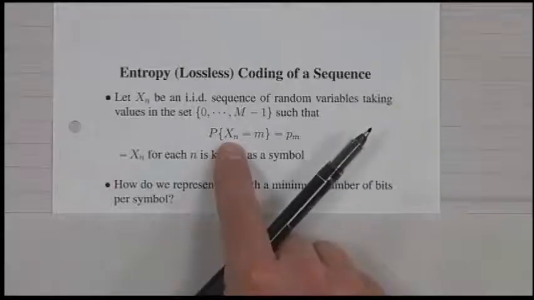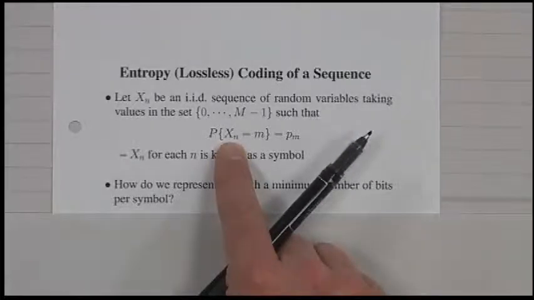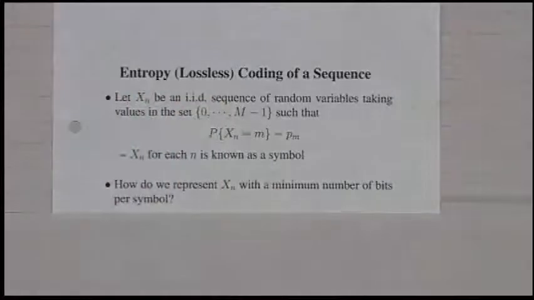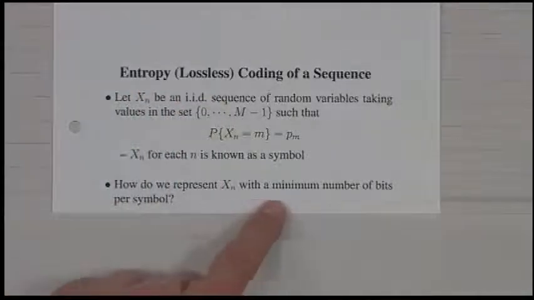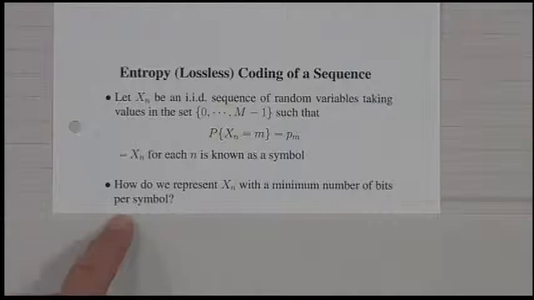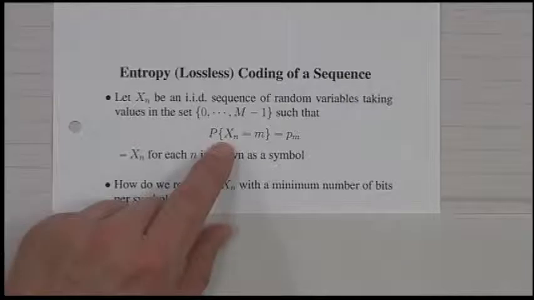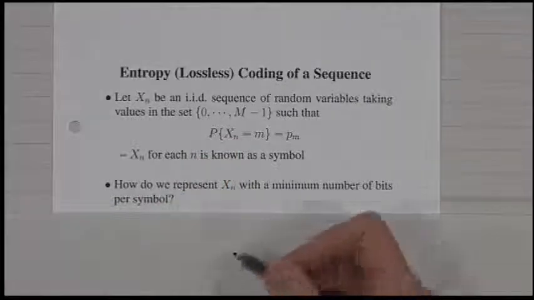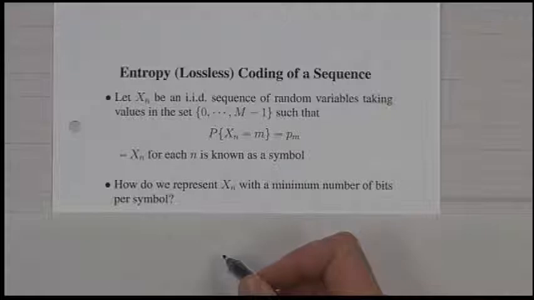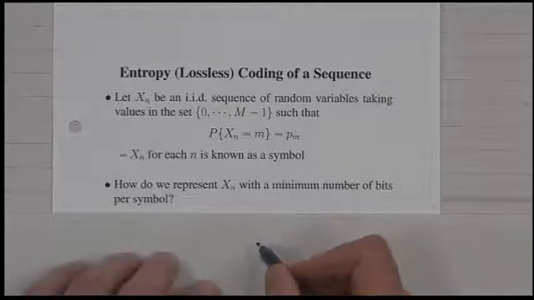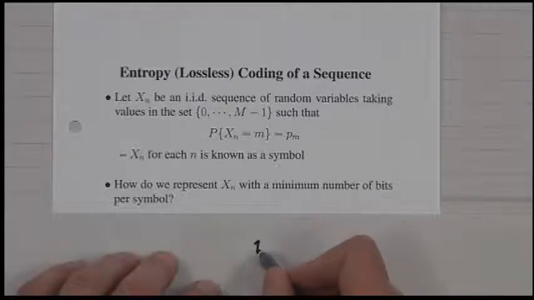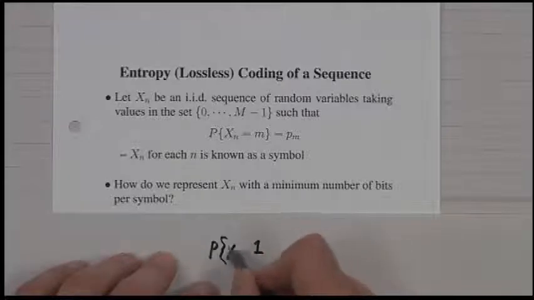Okay, so each xn you can think of as a symbol that you want to encode. We're going to do lossless encoding here, okay? So how do we represent xn with a minimum number of bits per symbol? Well, some of these xn's might occur very frequently, and others may occur very rarely. So how do you handle that? For instance, let's say that xn had a binary encoding.